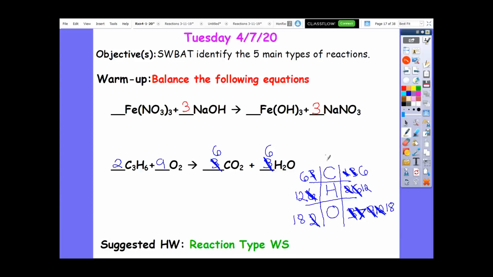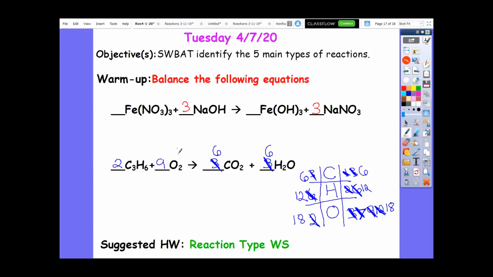You balance your carbons, balance your hydrogens. Sometimes you get an even number of oxygens once you've balanced your carbons and hydrogens, so then you can just plug a number in for your oxygens. But I chose one where I had an odd number of oxygens because I wanted to show you how you double all your coefficients in order to get that even number of oxygens that you need in order to solve the problem.